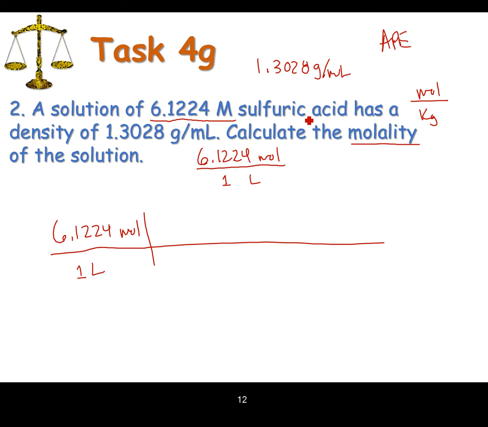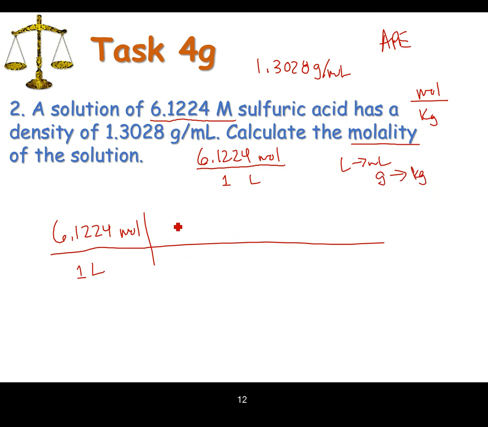So our planning steps: from liters, we need to get into kilograms, and we're given a density which is grams per milliliter. I can go from liters into milliliters, and this relationship will convert milliliters to grams directly. And then I'll need to convert grams into kilograms. So I'll show you what that looks like.